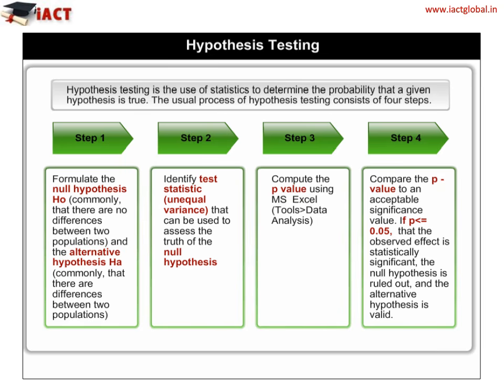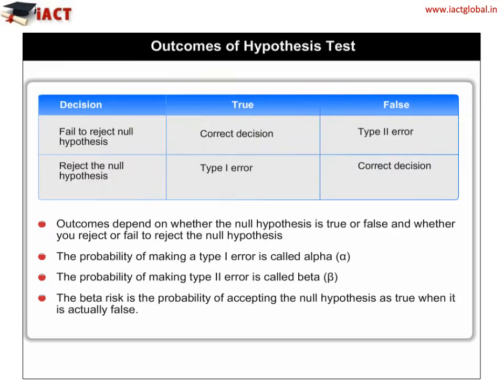The usual process of hypothesis testing consists of 4 steps. 1. Formulate the null hypotheses and the alternative hypotheses. 2. Identify a test statistic that can be used to assess the truth of the null hypotheses. 3. Compute the p-value using Excel. 4. Compare the p-value to an acceptable significance value. If p is less than or equal to 0.05, the observed effect is statistically significant, the null hypothesis is ruled out and the alternative hypothesis is valid.